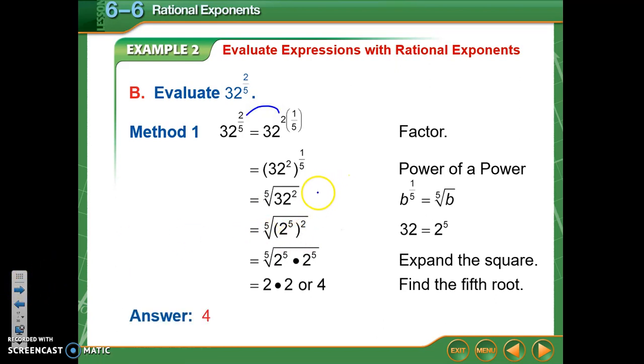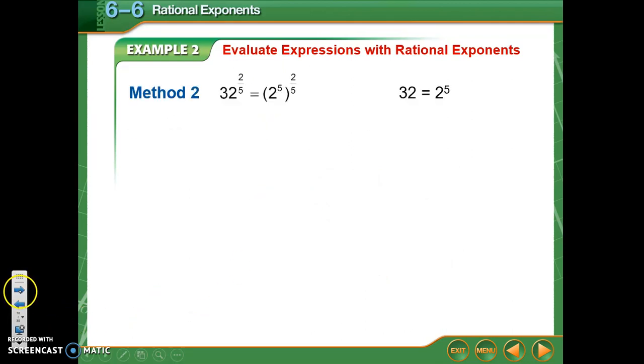I think they wrote it out a little bit weird here, but another way to write this is to say the 5th root of 32, and that squared can go outside the radical instead of under. It's equal both ways. So you end up saying, okay, the 5th root of 32 is 2, and 2 squared is 4. Maybe that's a little bit clearer than the way that they wrote it out here.